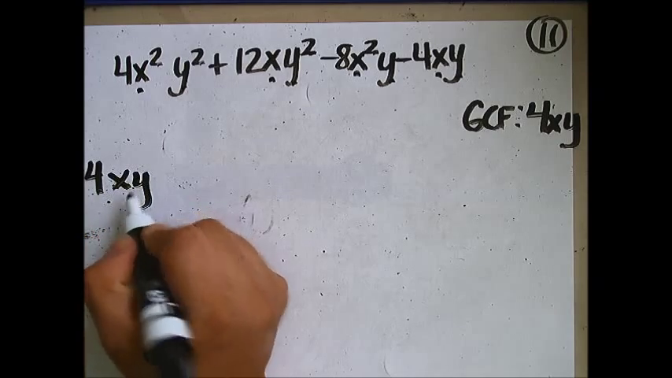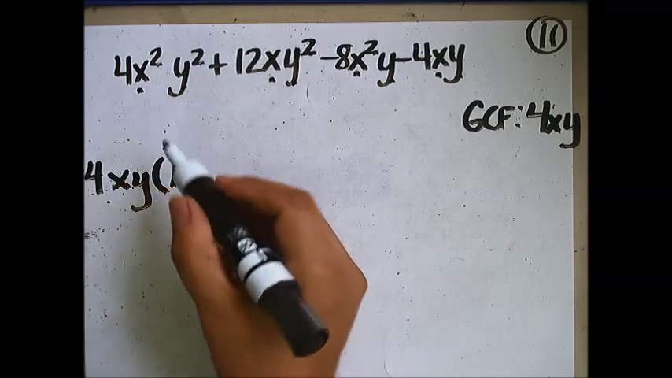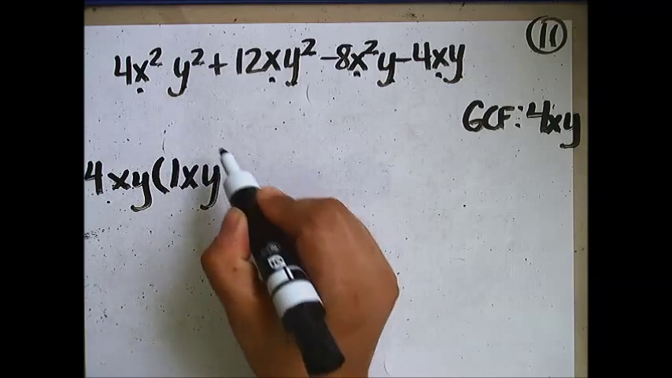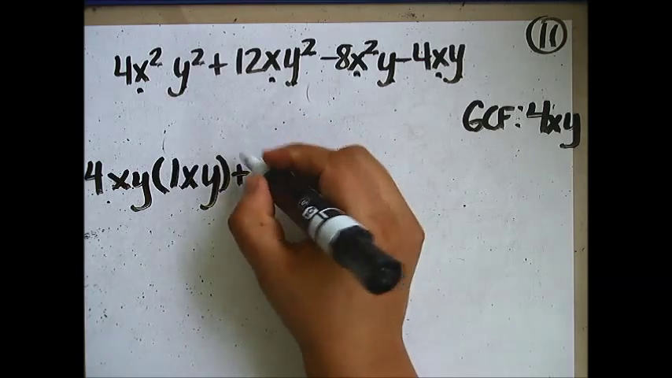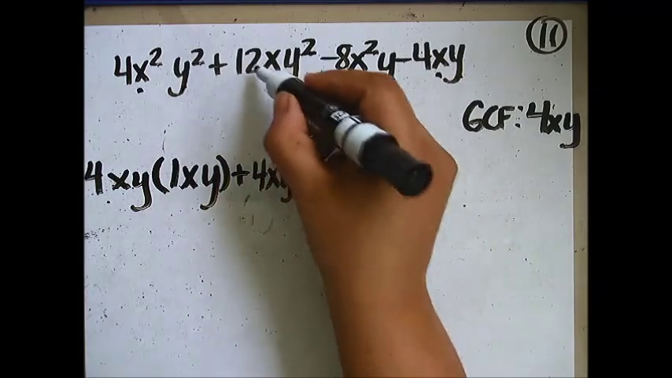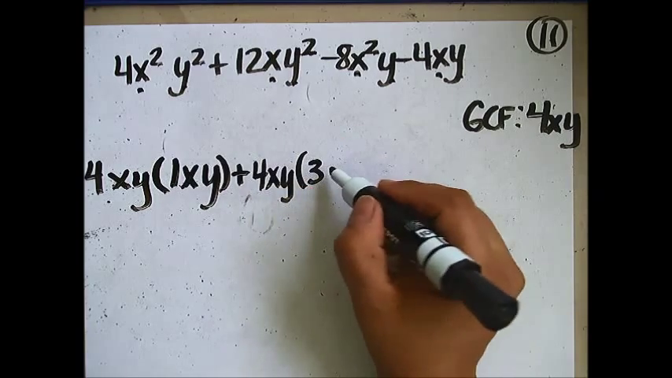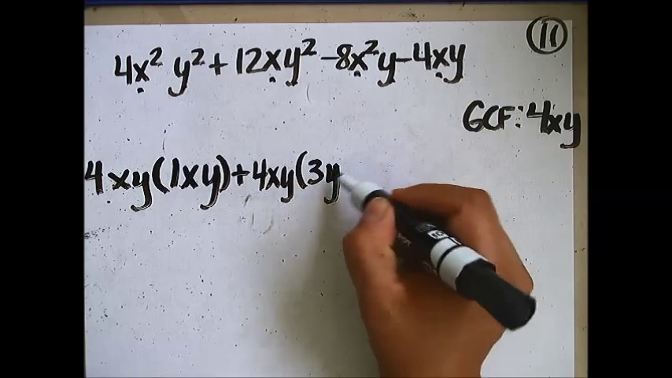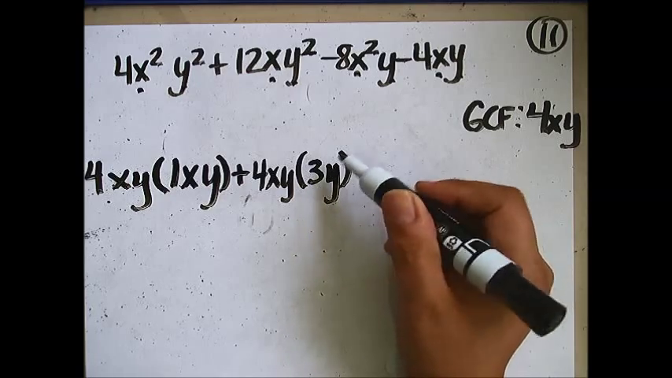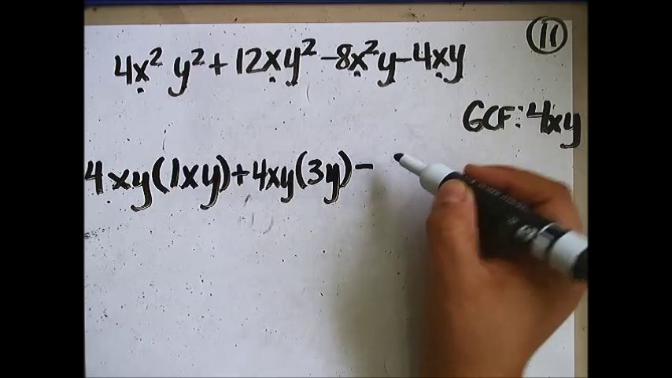So we have 4xy times, 4 times 1 is 4. X times x would give you x squared, and y times y would give you y squared. Plus 4xy times 4 times 3 is 12. X times 1 is x, so I'm just going to leave that. Y times y is y squared. So if you wanted to put 3 times 1 times y, you could, but I knew that 1 times 3 is just 3, so that's why I didn't put it.